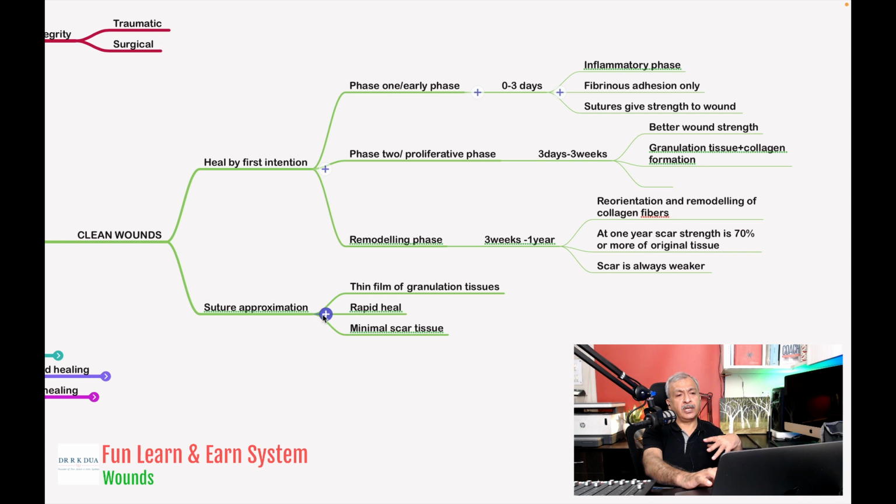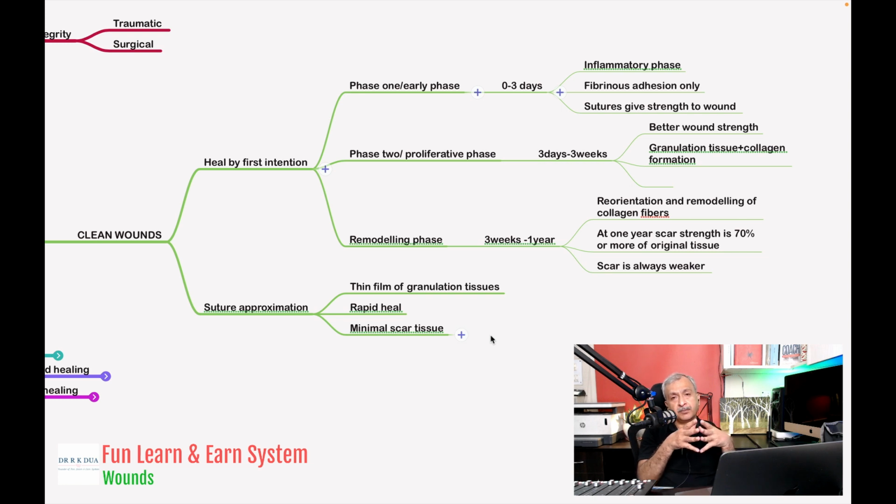So what happens in the suture? We have already discussed suture. There is a thin film of granulation because there is almost no space, and the healing occurs very rapidly without any ugly scar. There will be a thin line, except in cases where there is a tendency of hypertrophic scar formation, or beyond hypertrophic scar there is formation of keloids. So that should not occur.